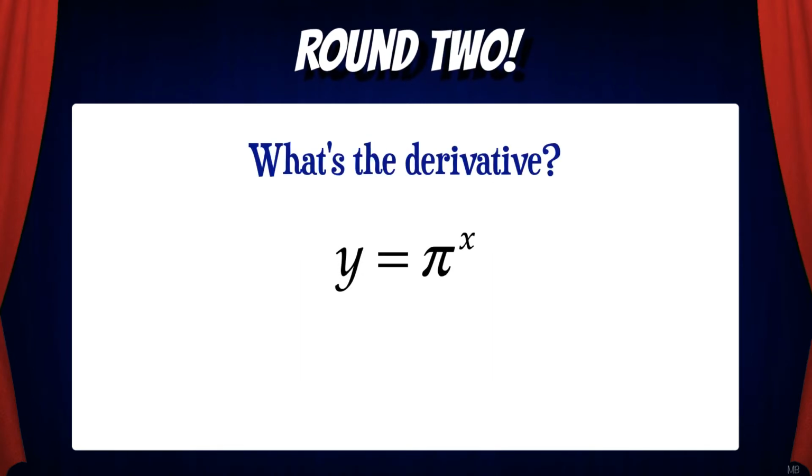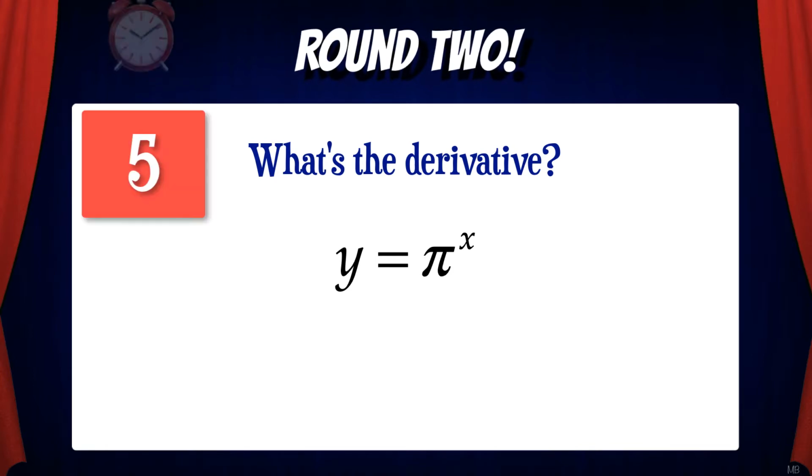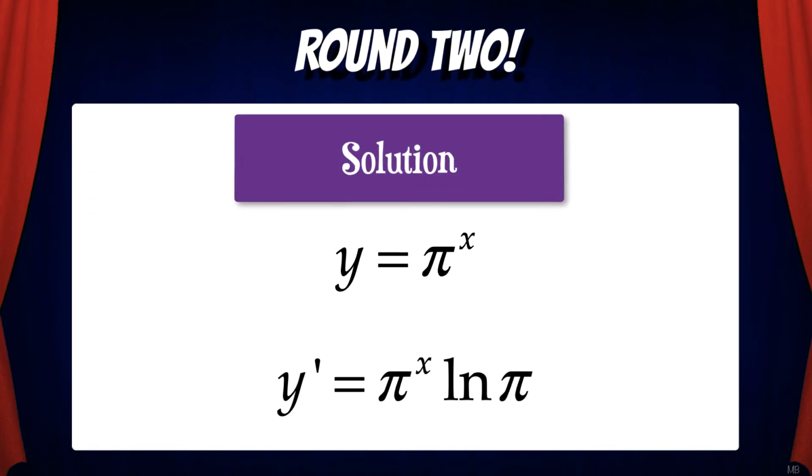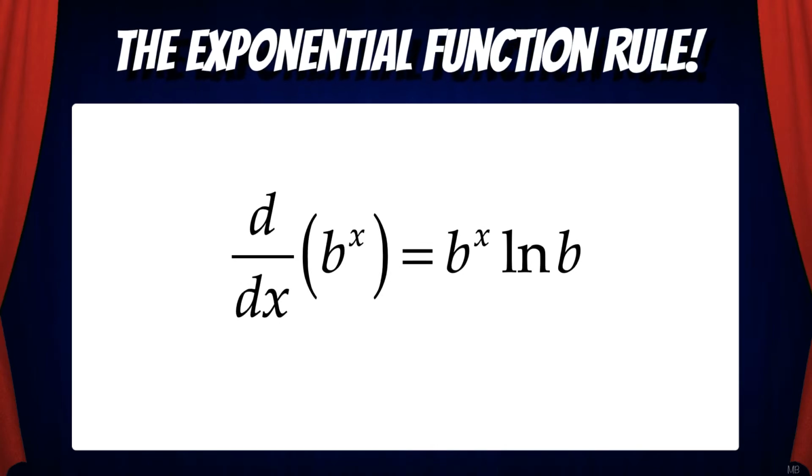Round 2. What's the derivative of pi to the x? The solution, y prime equals pi to the x ln pi. Note that this problem was not a power function. This was an exponential function, so we have to use the exponential function rule. The derivative of b to the x equals b to the x ln b, where b is a constant.